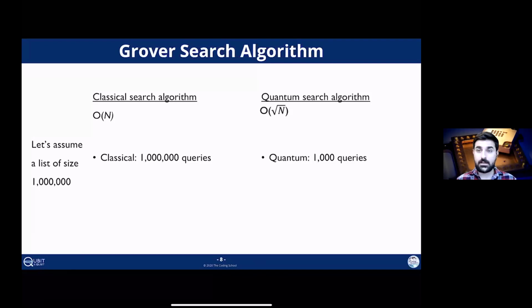Now, let's see the difference with a concrete example. Let's say that I have a list of size 1 million elements, and I'm trying to search for a specific element in this list. Using a classical search algorithm, chances are we would have to make on the order of 1 million queries, whereas using a quantum search algorithm, this number gets reduced to only 1,000 queries. And that is a significant difference.